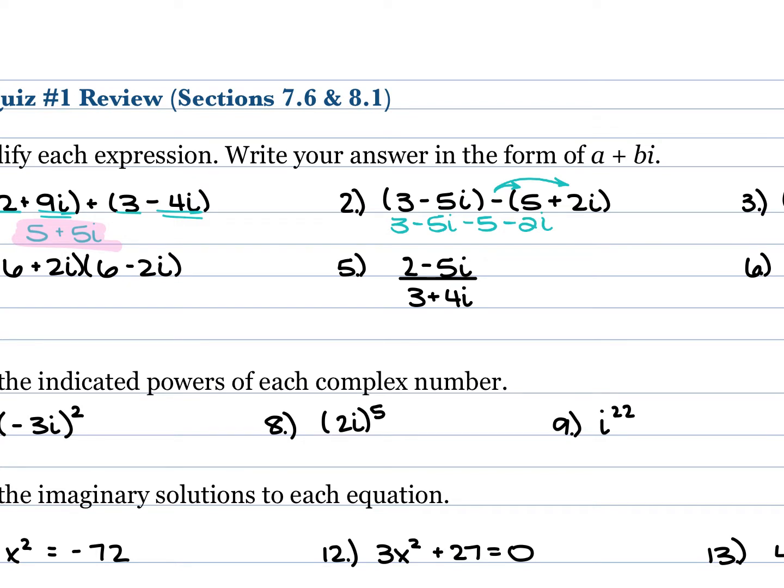So from here, combine your like terms. Your 3 matches with the negative 5, which gives you negative 2. Your negative 5i matches with the negative 2i, which gives you negative 7i. So that's just negative 2 minus 7i. And remember, in a plus bi form, you have your constant minus your 7i, so you're good.